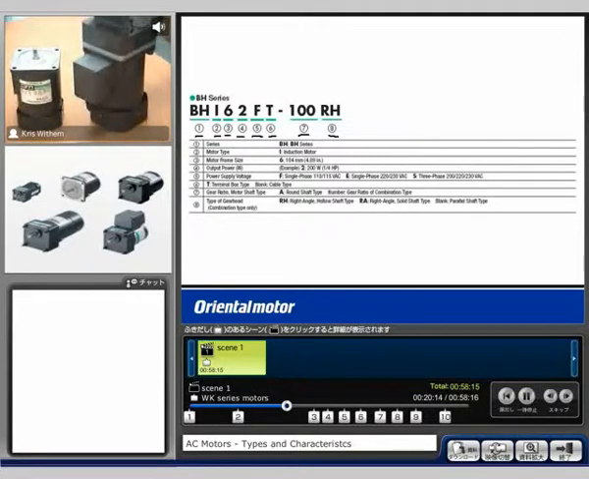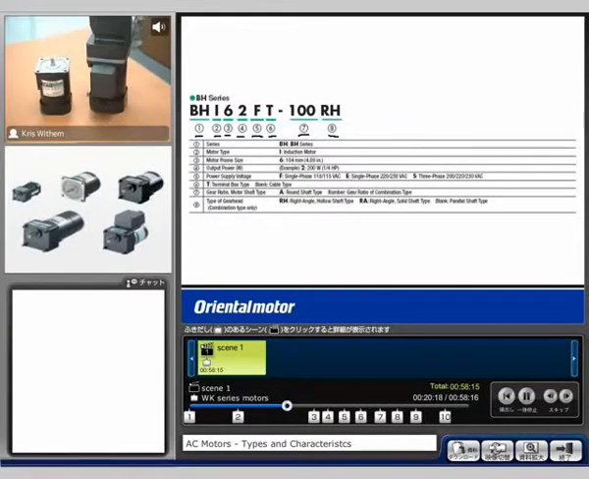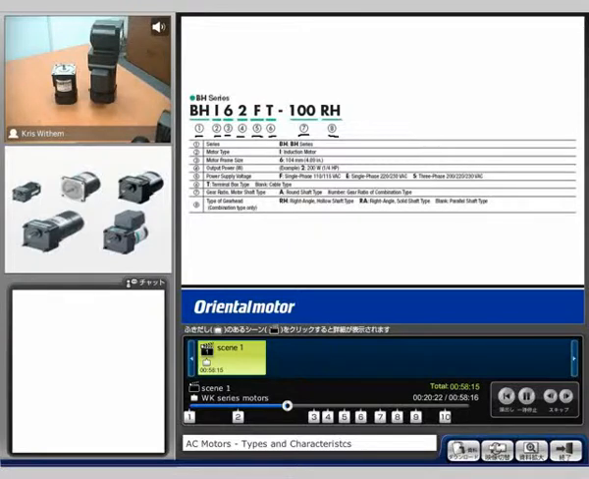This is our BH series motor. If you see, compared to the smaller induction motor, it's much bigger for a 200 watt motor. This is going to have the BH series part number here, so the motor has its own part number, and the gearhead here will have its own part number. It has the terminal box on it.